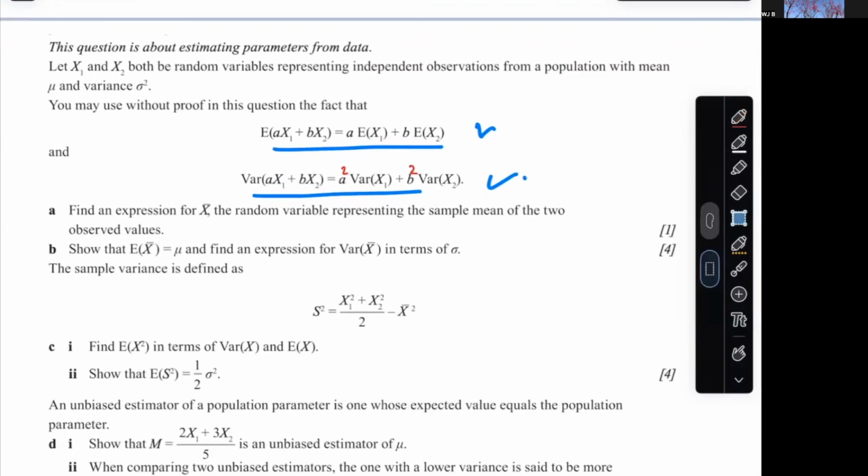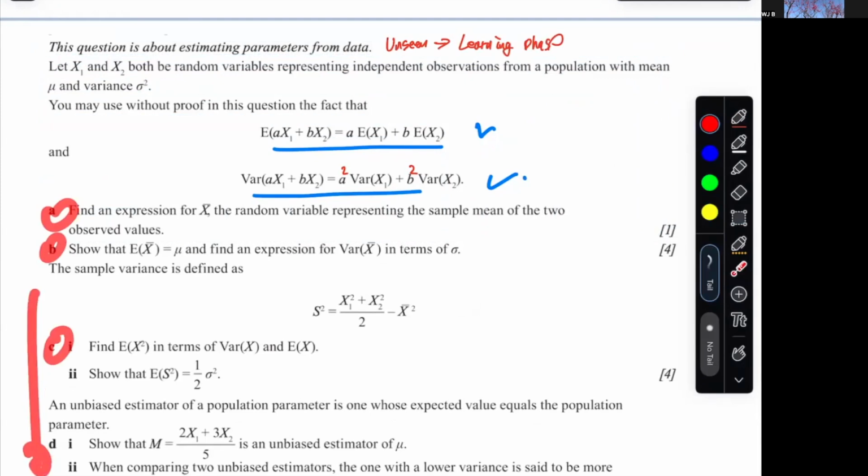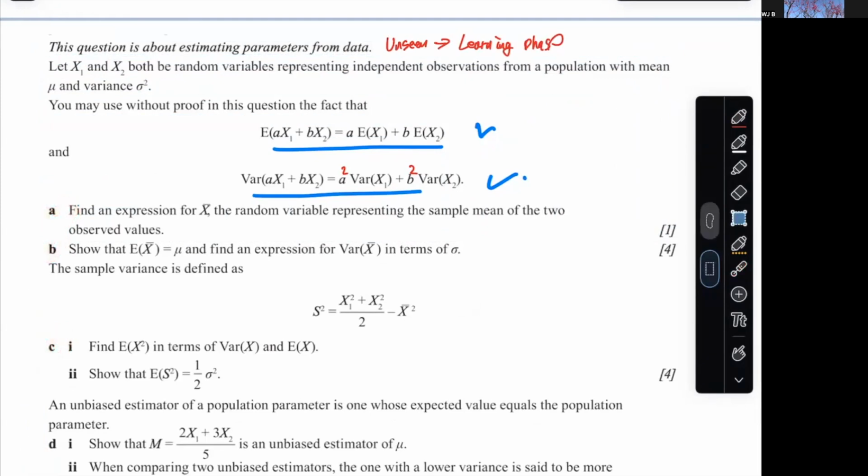Right? So now let's have a look at part A. This type of problem will be unseen, so that requires you to do the learning phase. They're going to ask you to play around with some easier examples and then gradually develop into more advanced ones, which we haven't seen before. Okay, so let's have a look at part A.